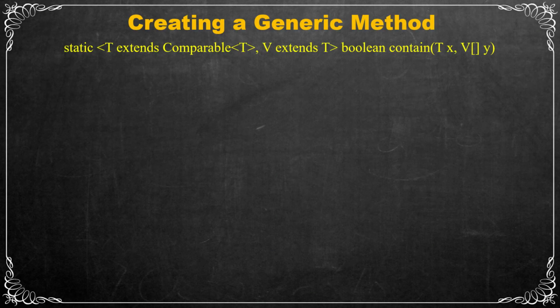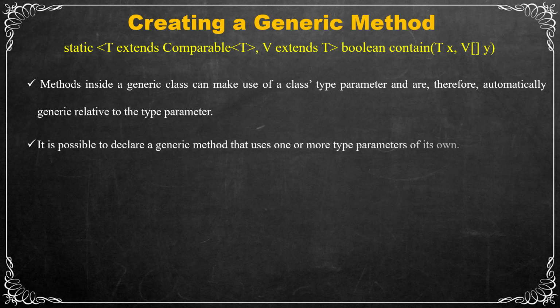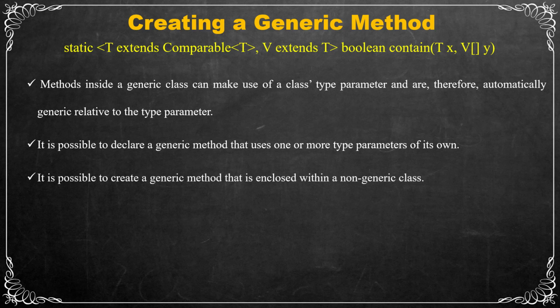Hello friends. In the last video we saw that methods inside a generic class can make use of a class type parameter and automatically become generic relative to the type parameter. Also we saw that it is possible to declare a generic method that uses one or more type parameters of its own. In this video, we want to see that it is possible to create a generic method that is enclosed within a non-generic class.